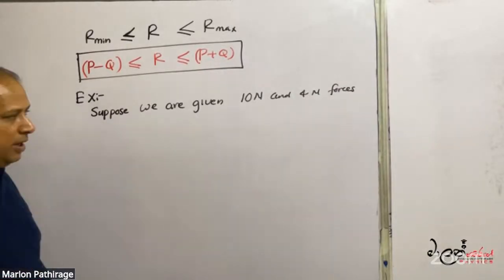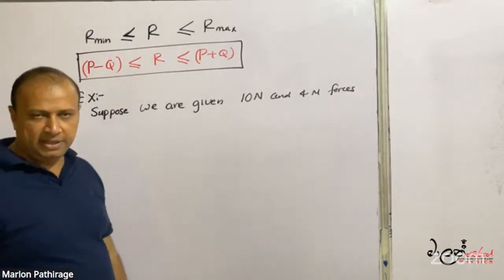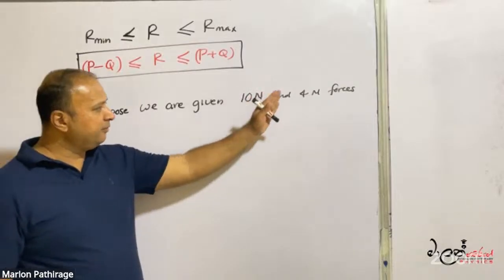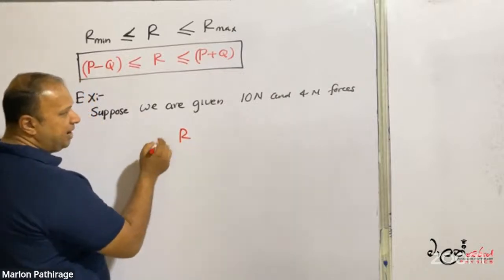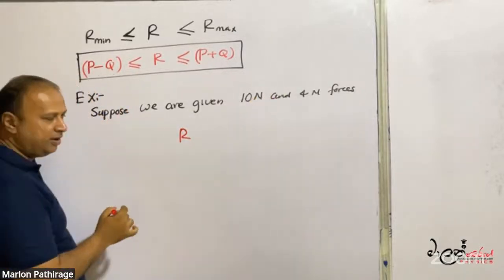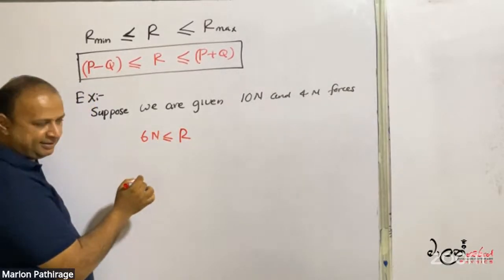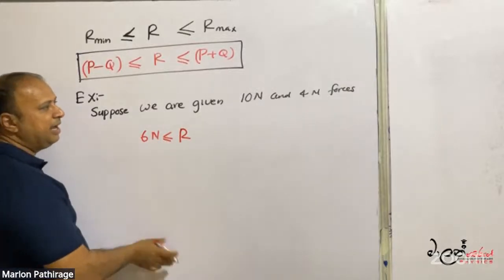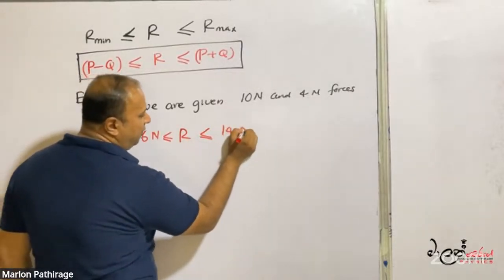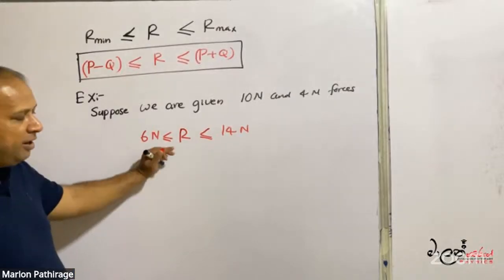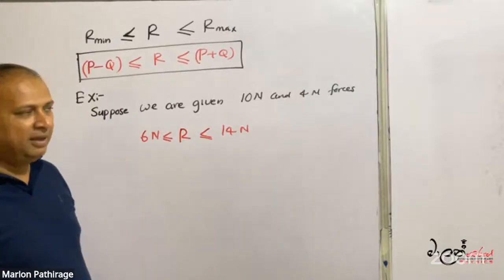Okay, suppose we are given 10 Newton and 4 Newton forces. Therefore, the resultant force of those two forces should definitely be higher than or equal to the minimum value of 6 Newton, and lower than or equal to its maximum value of 14 Newton. Therefore, definitely R should be in between 6 and 14.